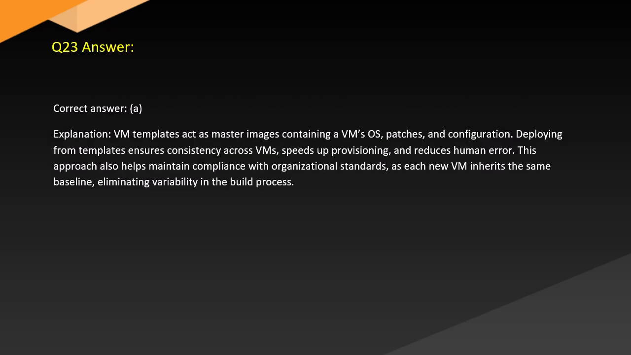Answer. Correct answer, A. Explanation. VM templates act as master images containing the OS, patches, and configuration. Deploying from templates ensures consistency across VMs, speeds up provisioning, and reduces human error. This approach also helps maintain compliance with organizational standards, as each new VM inherits the same baseline, eliminating variability in the build process.